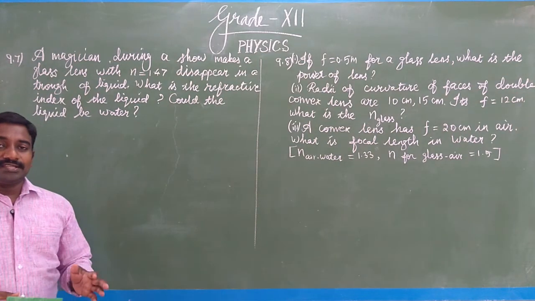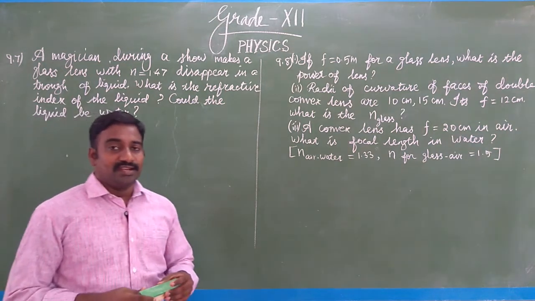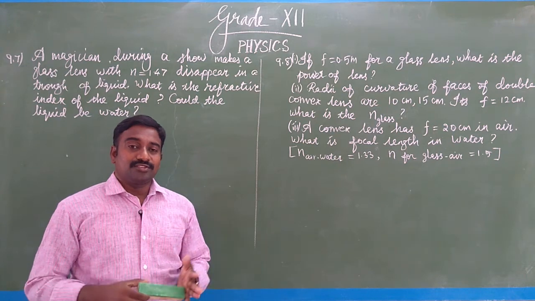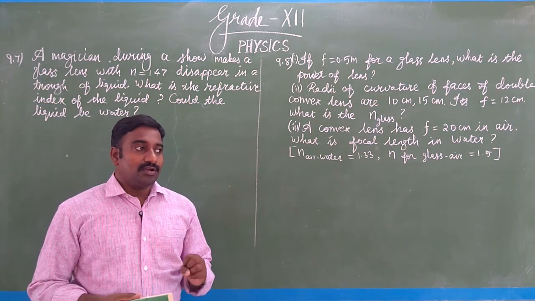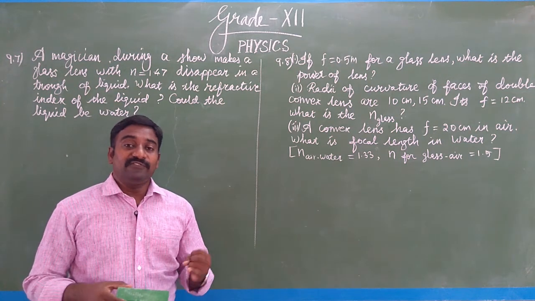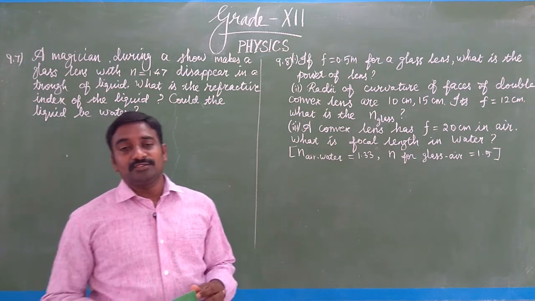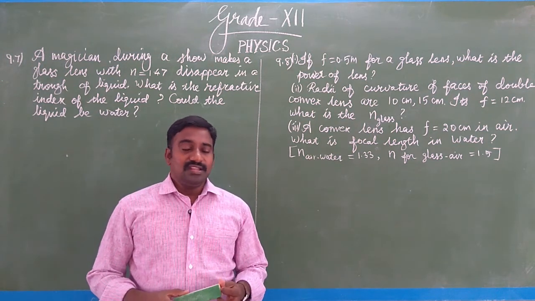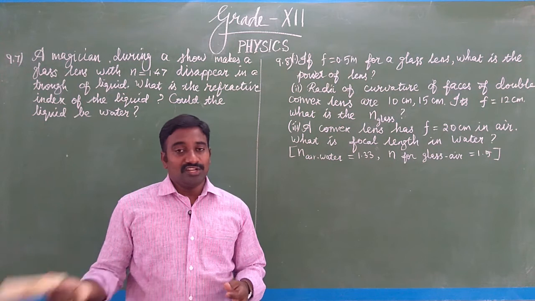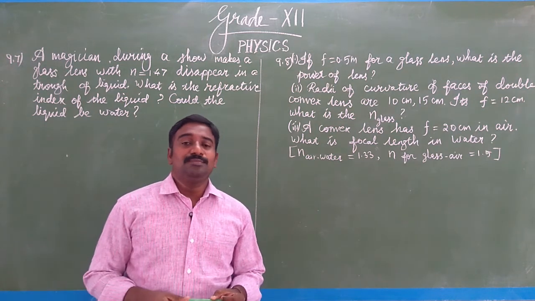Till last class, we have seen about microscopes and telescopes. After the microscope, next we have seen the telescope. There are two types of telescope: one is a refracting telescope, another is a reflecting telescope. The refracting telescope uses a lens. In that, the objective lens has a large diameter and the eye lens has a small diameter. But it has some drawbacks.